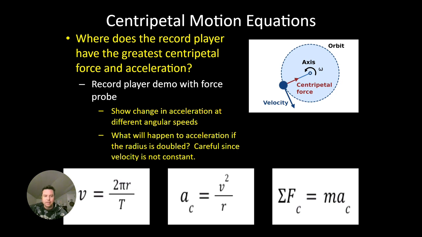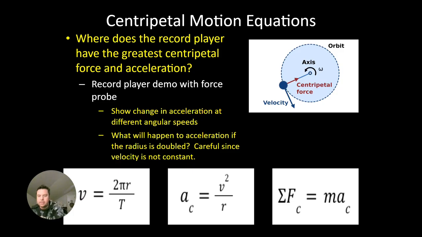All right, we're getting there. Sorry guys. So here I don't actually have the record player with me. Where does the record player have the greatest centripetal acceleration? So instead of a record player, picture yourself on a merry-go-round. I don't know the last time you were on a merry-go-round. Also, they're getting harder to find for obvious reasons. They're not the safest thing.